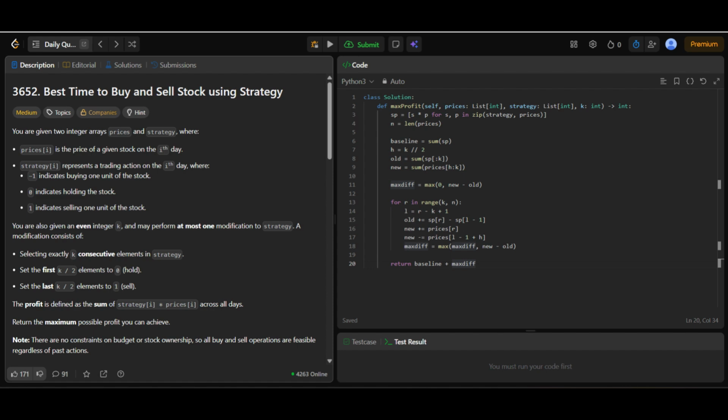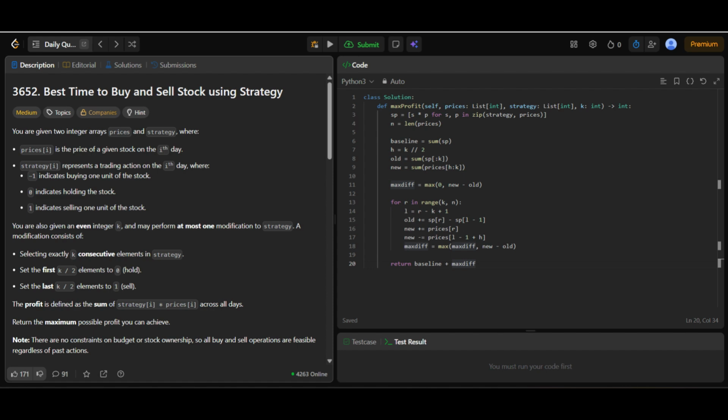Step 4. Initial window calculation. old equals sum(sp[:k]). new equals sum(prices[h:k]). Here, we calculate two values for the first window of size k. Old is the original profit contributed by the strategy in this window. New is the profit after applying the modification. Notice that only the second half contributes profit, since selling adds the stock price.